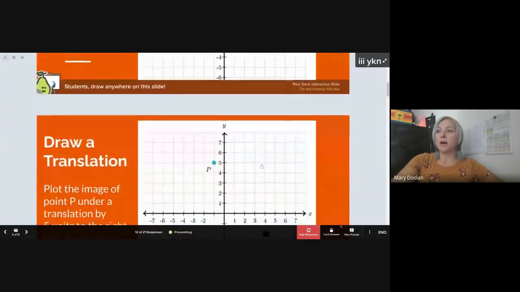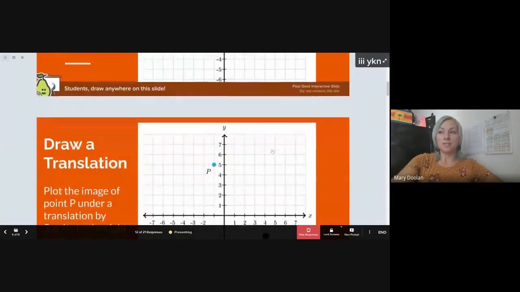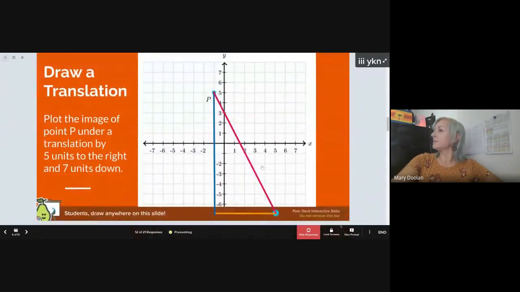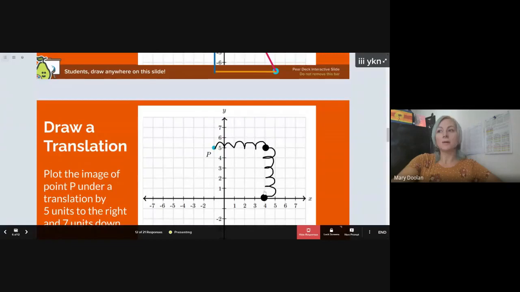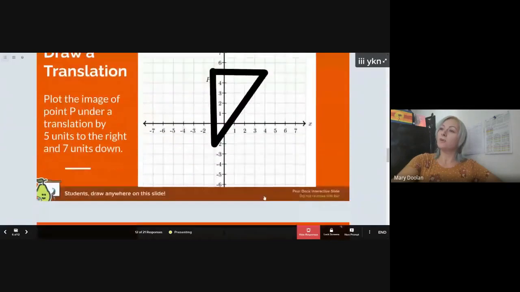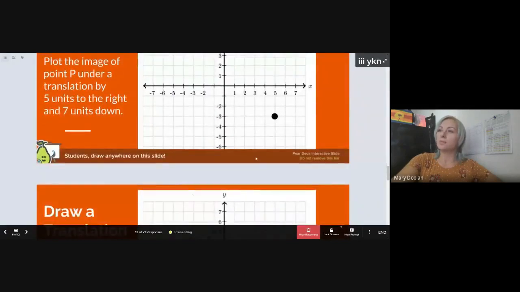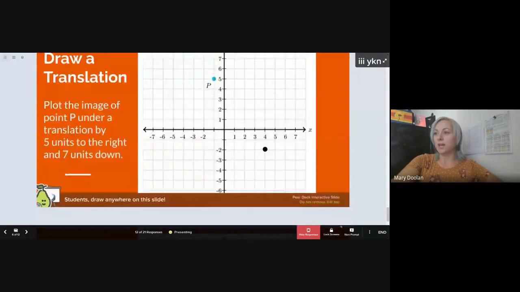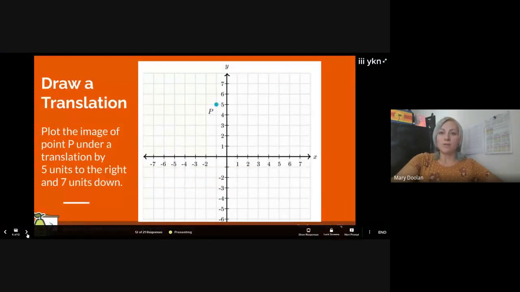So this one's a little too high, but I like how you put P prime. That was nice. 4, 2. Yeah, okay. 4, 2 is right where you want your point to be. So some of you are a little bit off. 4, 2, this one's correct. All right. And if you wanted to label it, it would be P prime. That is absolutely correct. Okay. So that's how we do that one.